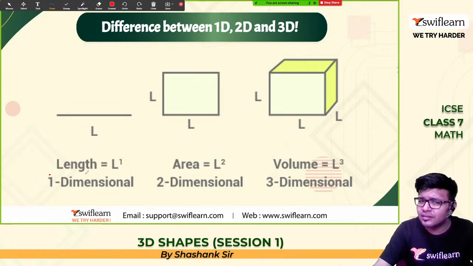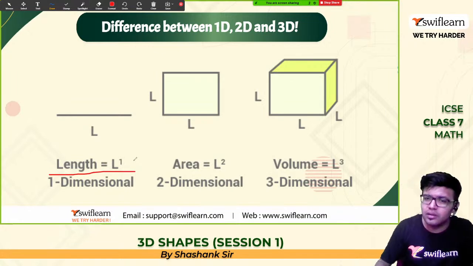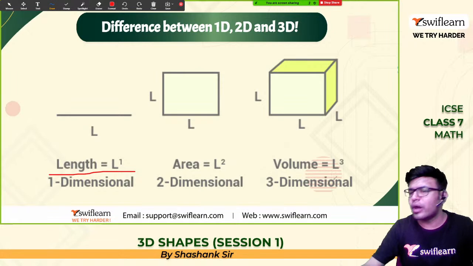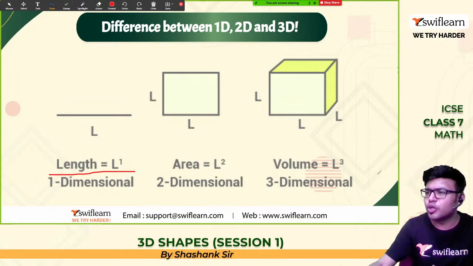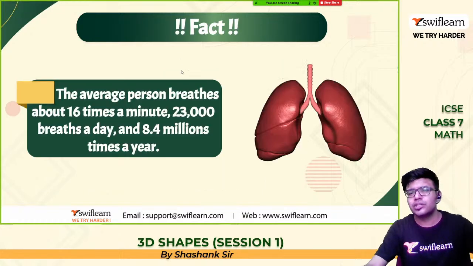Understand here, length is one-dimensional. Units are millimeter, centimeter, kilometer. Area units are meter square, centimeter square, millimeter square. Volume units are meter cube, centimeter cube. Okay, these are the different units.